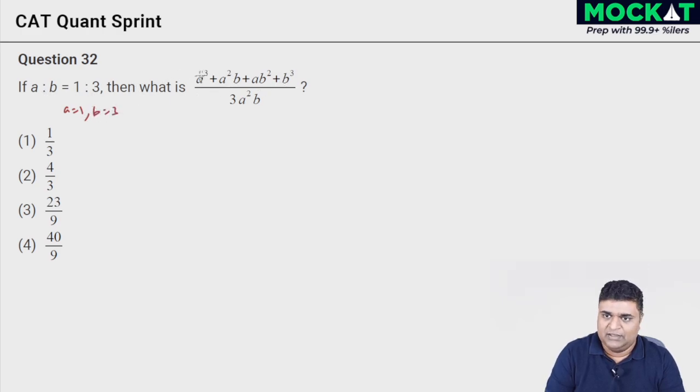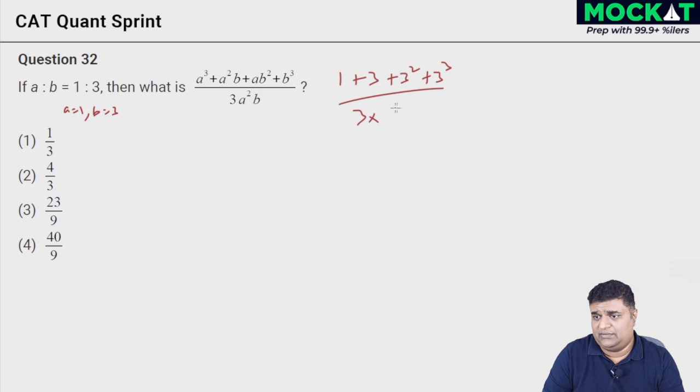It's so easy, right? So 1 cube is 1 plus 1 square. It's always 1. Ignore the A's. B over here, focus on the B, is 3 plus 3 square plus 3 cube divided by 3 into A square is 1, B is 3. Okay, so this over here is 27 plus 9, 36 plus 4, that's 40, divided by 3 into 3, which is 9. So the answer over here is option 4, 40 by 9.